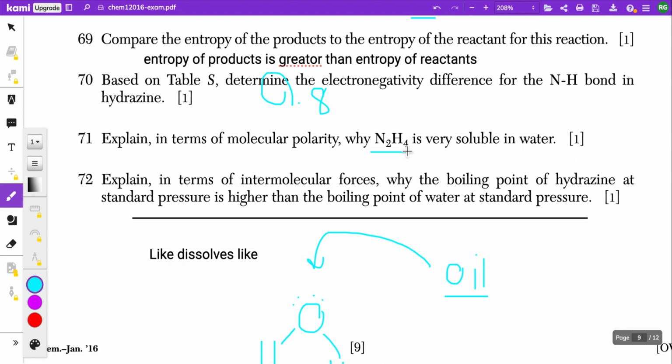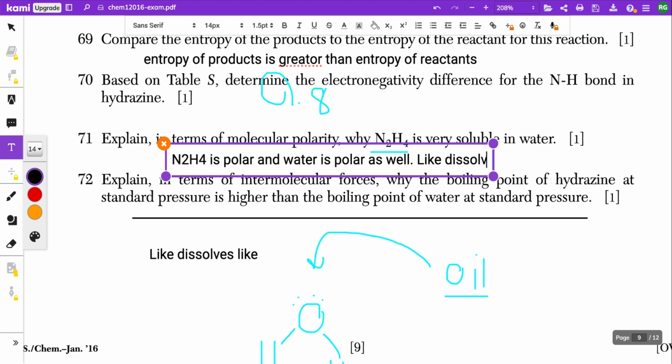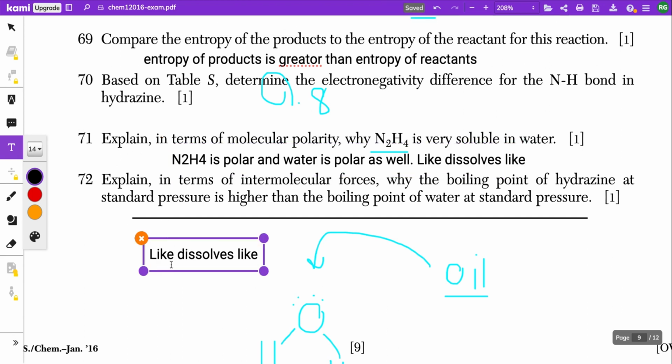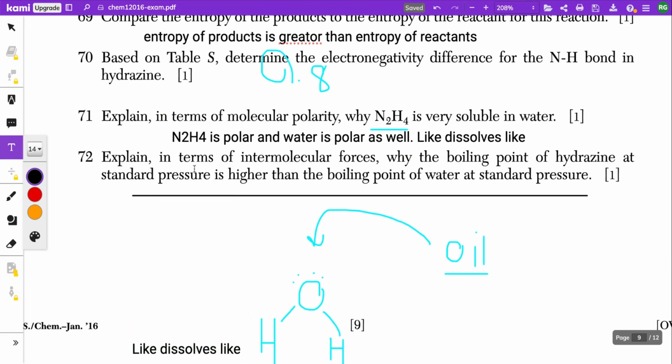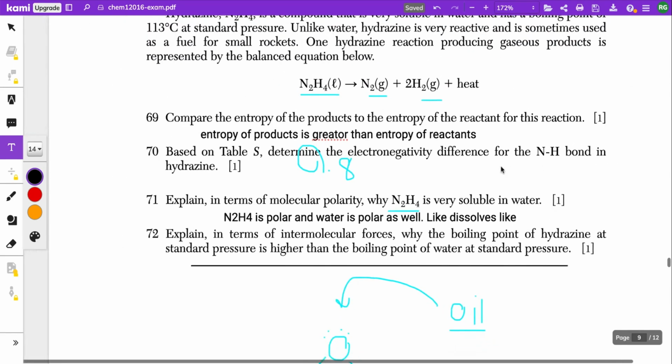The reason this is very soluble in water is because N2H4 is polar and water is polar as well. Like dissolves like. That's all you've got to put. Okay, in terms of IMF, at a boiling point of this.